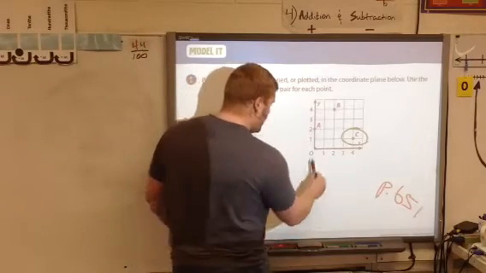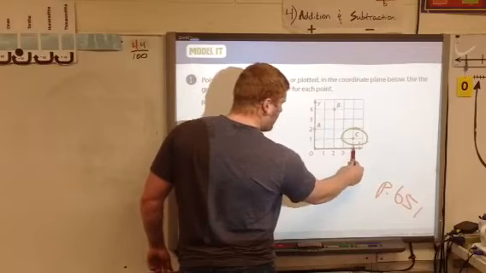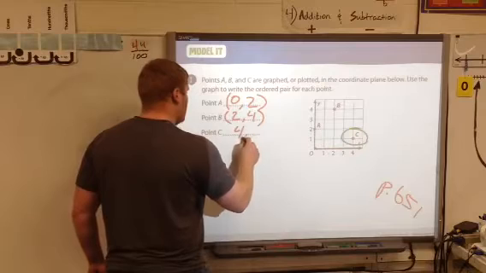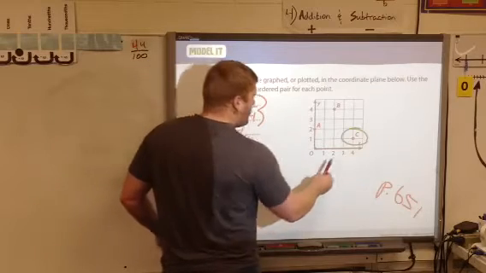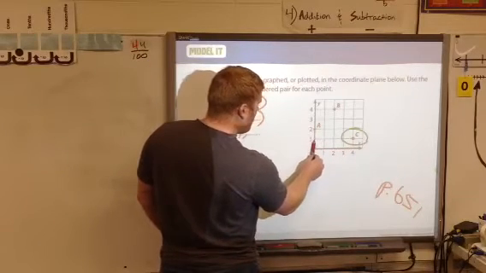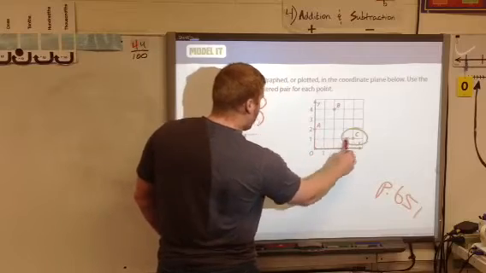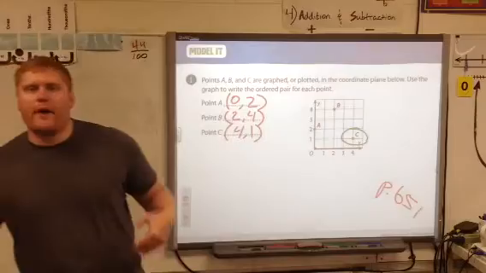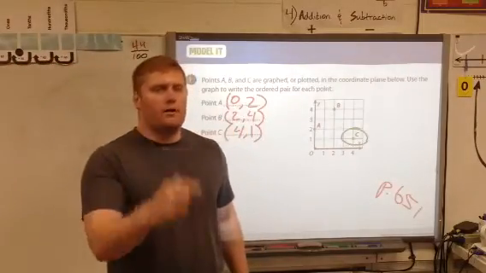So I see where it lines up. And C lines up with 4 on the x-axis right here. Good. And it lines up with 1 on the y-axis. So, point C's ordered pair would be 4, 1.